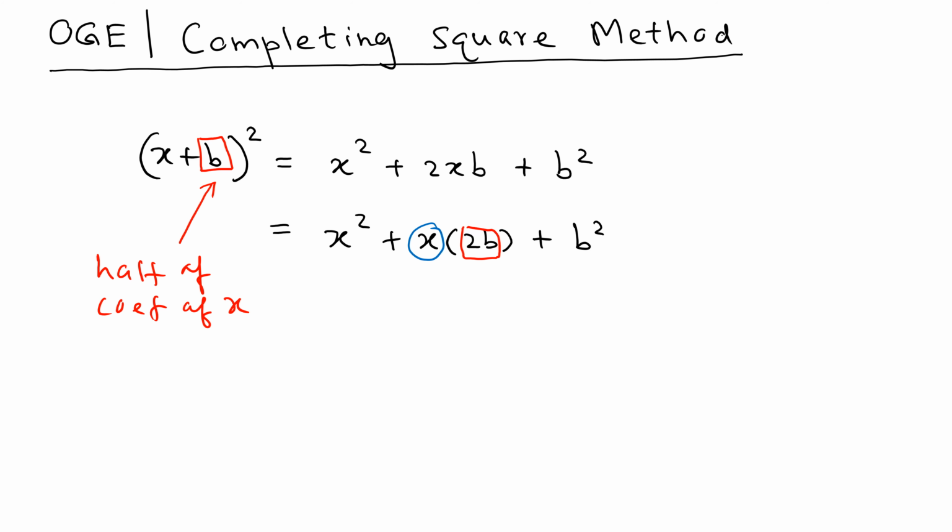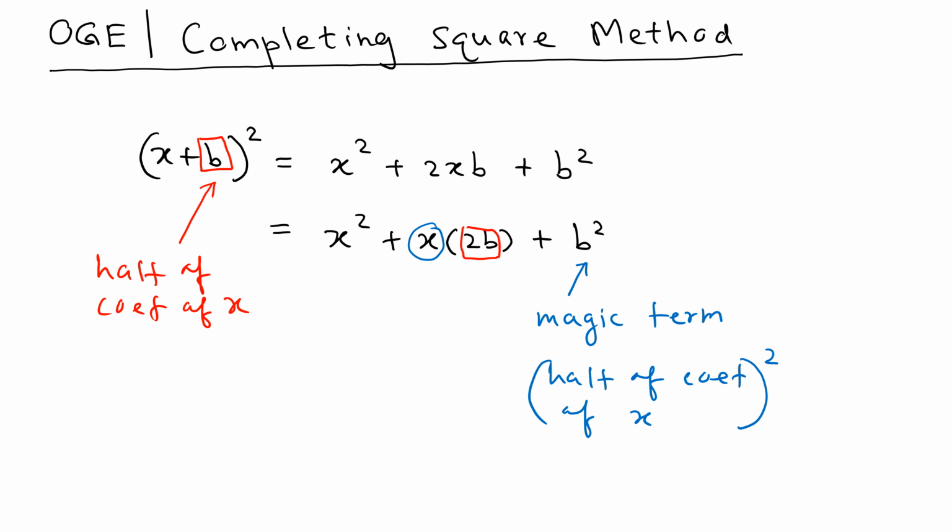And then we have another special term. I like to call this the magic term. Why do we call this a magic term? Because that is the term we're going to add to the expression to create this special factorization. So what is this magic term? It is simply the square of half of the coefficient of x. So you square this term, and that is how you get that last term, the magic term.